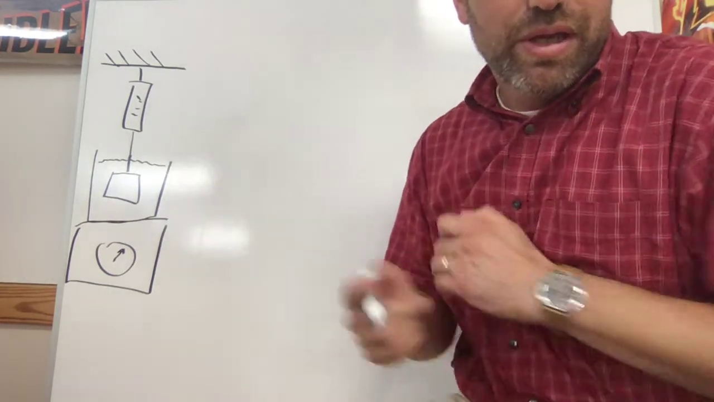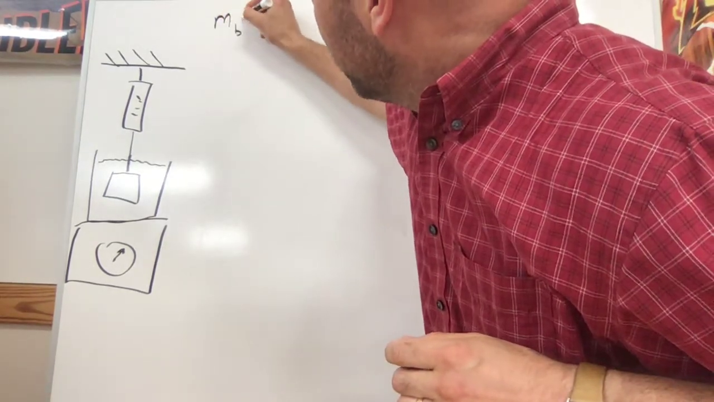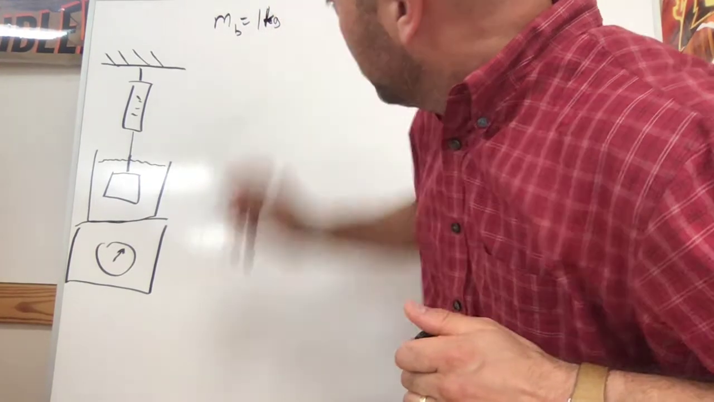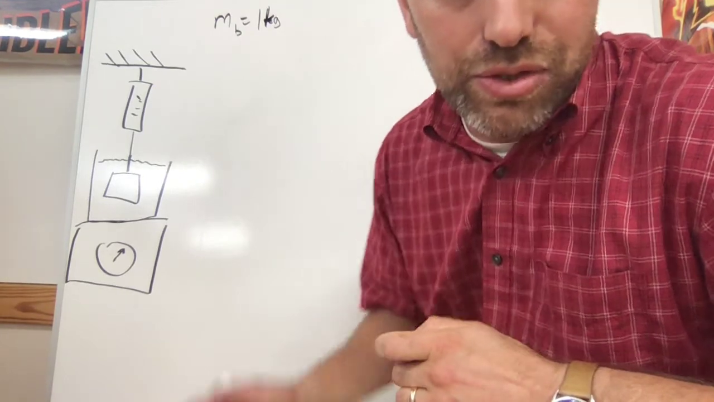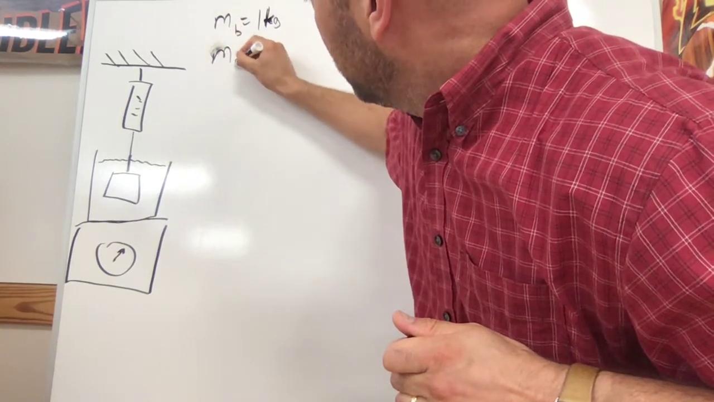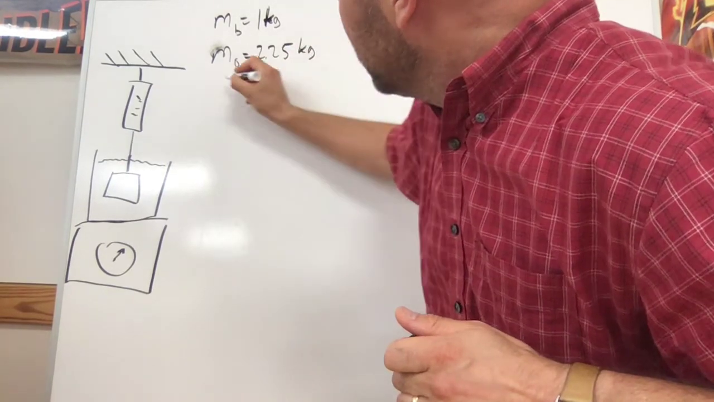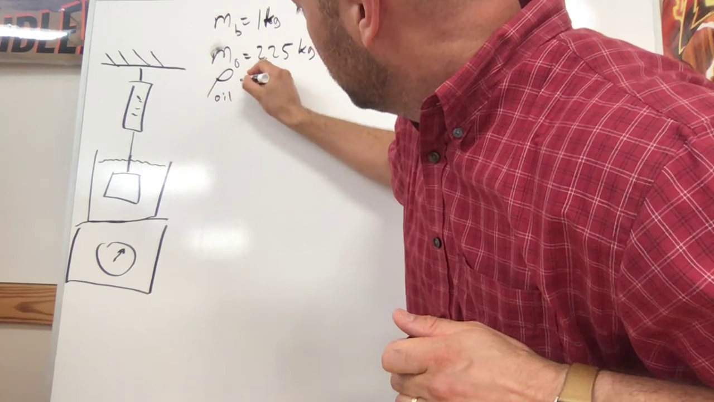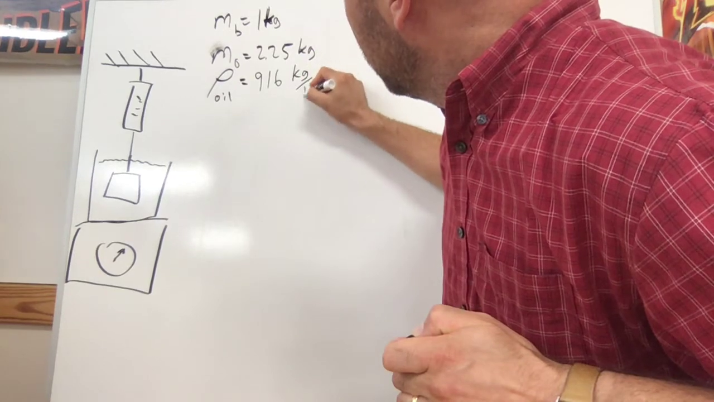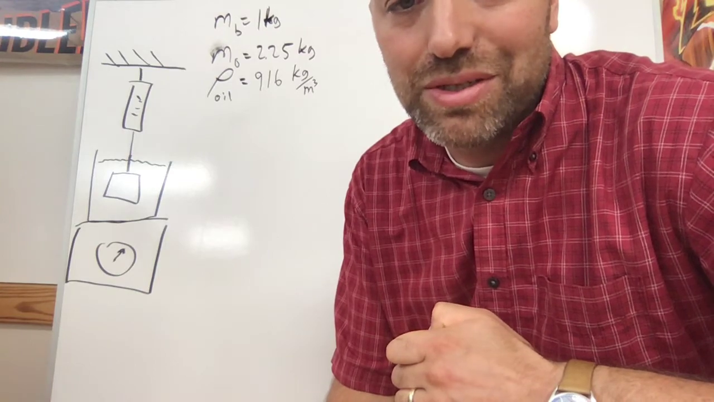Now, it tells you that the mass of the beaker is 1 kilogram, and it has 2.25 kilograms of oil. So the mass of the oil is 2.25 kilograms, and it also gives you the density of the oil, 916. Is that less dense or more dense than water? Less dense. Good.